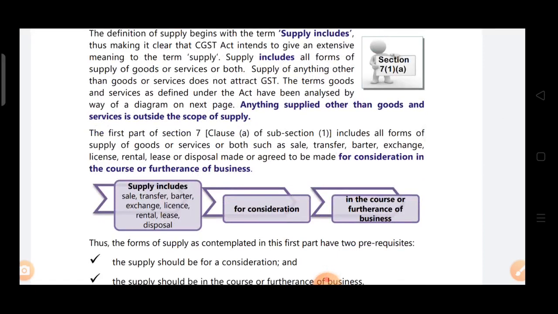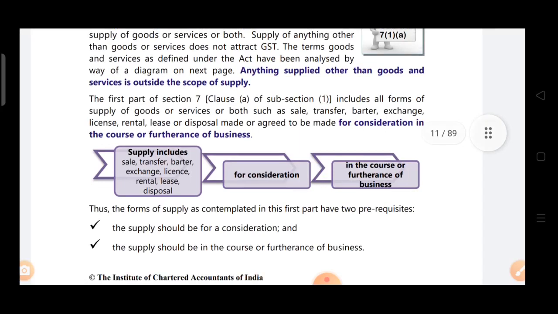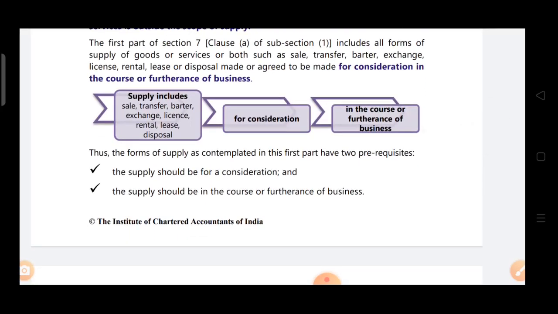The first part of Section 7, Clause A of Section 7, Subsection 1, includes all forms of supply of goods or services or both, such as sale, transfer, barter, exchange, license, rental, lease, or disposal, made or agreed to be made for a consideration in the course of furtherance of business. Again, they have repeated the definition. Supply includes sale, barter and so on, and it should be for consideration and in the course of furtherance of business. Thus, the form of supply as contemplated in this first part has two prerequisites: it should be for consideration and it should be in the course of furtherance of business.